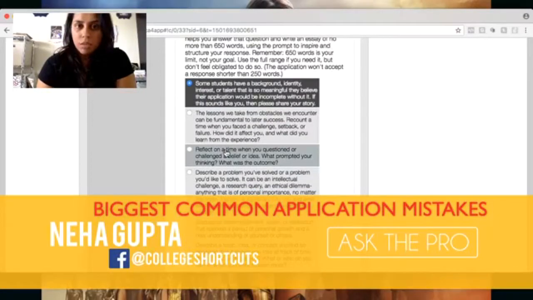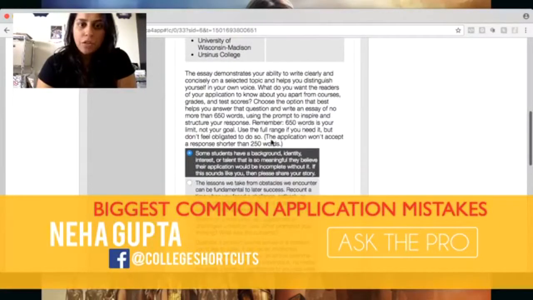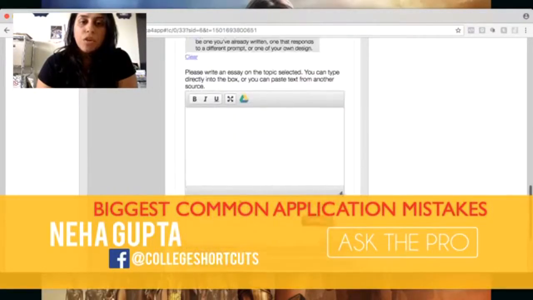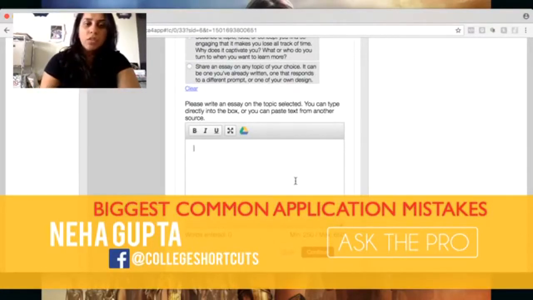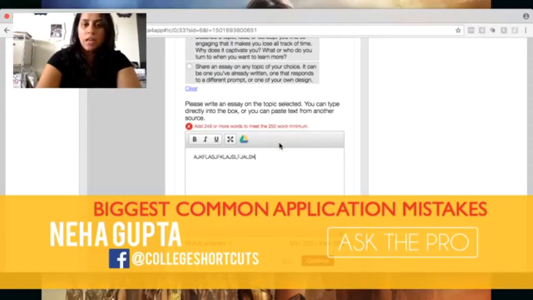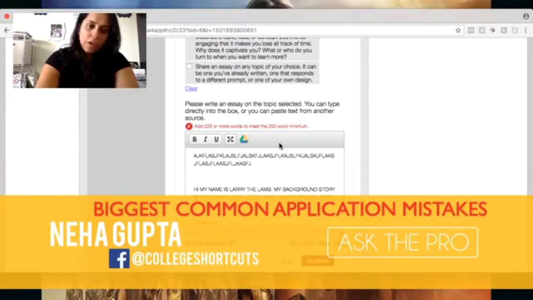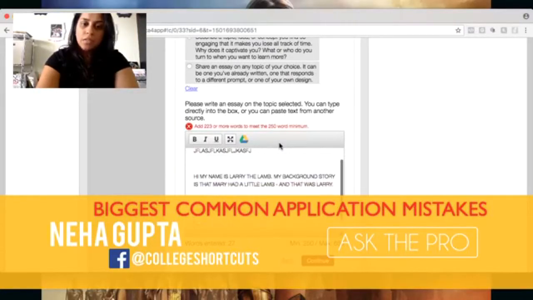The second thing I want to talk about here is some students, what they'll do is they'll click on this, and it'll say the application will accept less than 250 words and 650 is max. It's a limit, not your goal. So they'll just start, please write an essay. They'll literally start typing right here. And say it's like, hi, my name is Larry the Lamb. My background story is that Mary had a little lamb and that was Larry. How funny, it rhymes. Let's say I spelled rhymes R-Y-M-E-S.